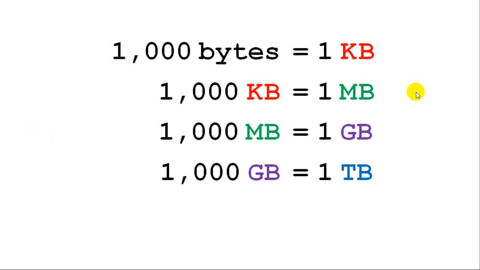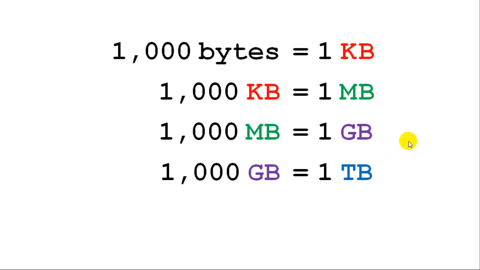So here's something for your notes. 1,000 bytes is called a kilobyte. 1,000 kilobytes is called a megabyte. 1,000 megabytes is called a gigabyte. 1,000 gigabytes is called a terabyte. Okay, somebody's got to write that down.